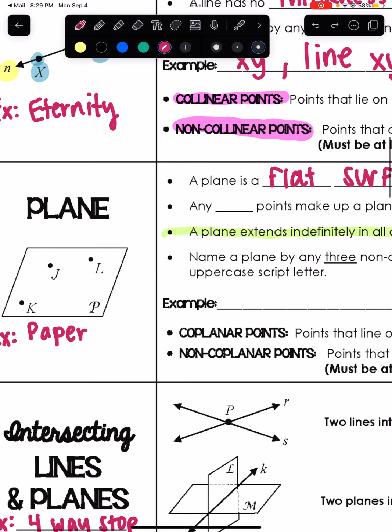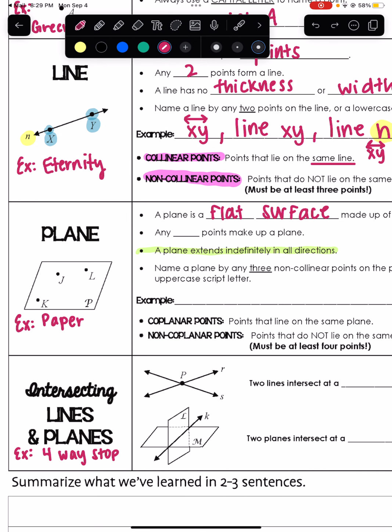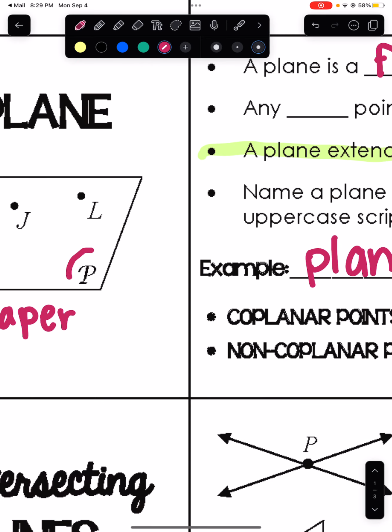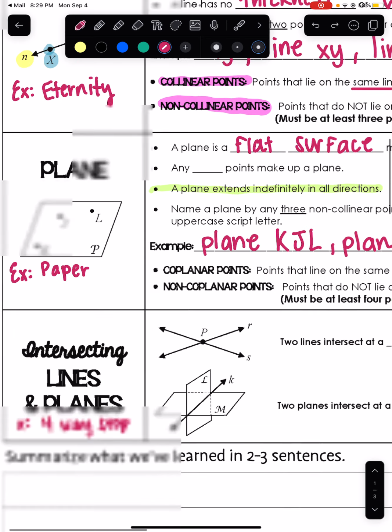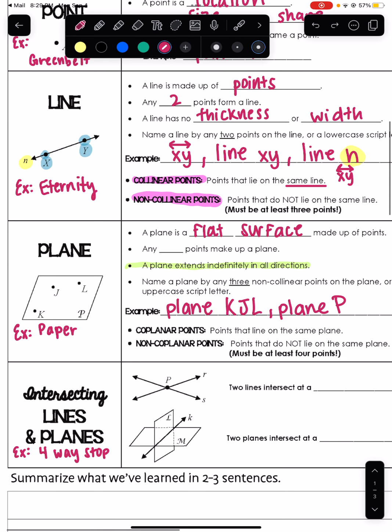So we would name this as plane KJL, because you see those are our 3 points. They're non-collinear because they're not on the same line. They're not on a line at all. They're just in a plane. So that is plane KJL. Another way to write that would just be plane P, because there is a P right here, right? And that's telling us that the name of this plane is P. The same way our name of our line was N.